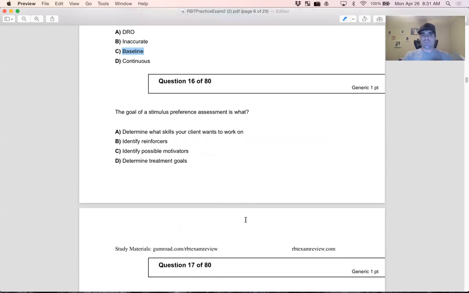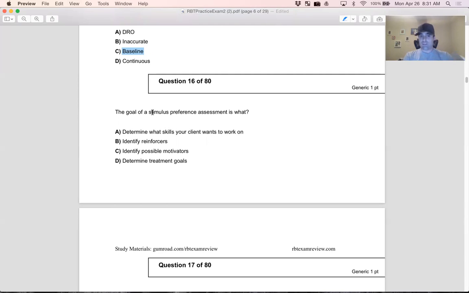All right, question 16. The goal of a stimulus preference assessment is what? So when we're doing a stimulus preference assessment, what are we trying to learn? Are we trying to determine what skills our client wants to work on, identify reinforcers, identify possible motivators, or determine treatment goals? Okay. So A, determine what skills your client wants to work on.